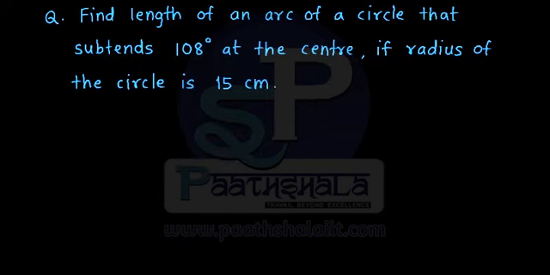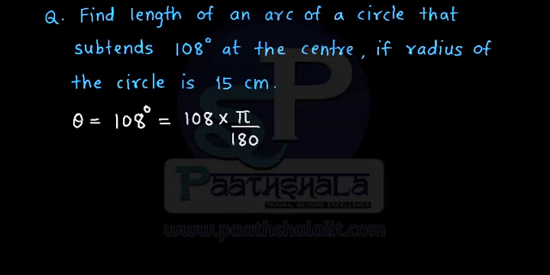Find the length of an arc of a circle that subtends 108 degrees at the center if the radius of the circle is 15. So writing down the given data, we have central angle as 108 degrees, and if you remember, we have to convert the angle into radians. So that is 108 into pi upon 180 radians. So 36 3s are 108 and 36 5s are 180, so that is 3 pi by 5 radians, and the radius is given as 15 centimeter.